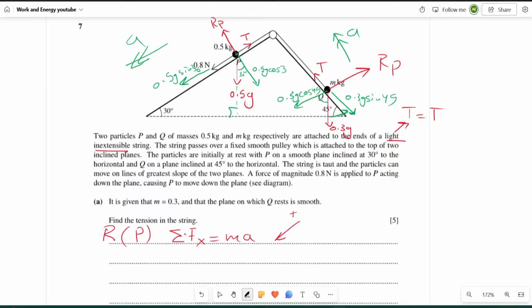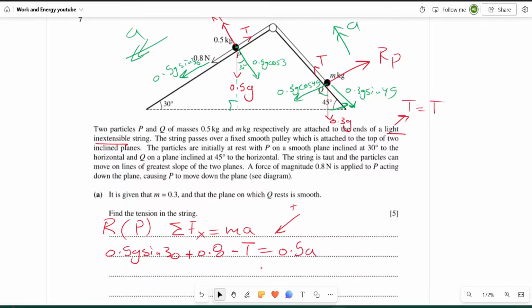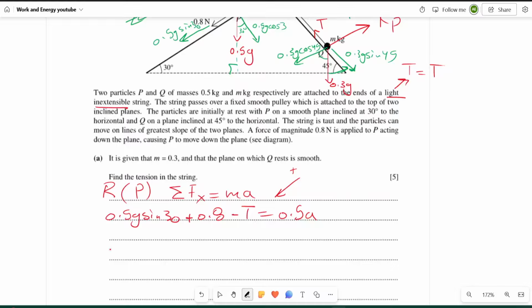So sigma f of x means the addition of all the forces on the x-axis. Down forces are going to be positive and up forces are going to be negative. So here it's clear that the 0.5 G sine 30 plus the 0.8 Newton, because they're both downwards, minus the tension force is going to equal the mass, which is 0.5 times the acceleration. That is our first equation.